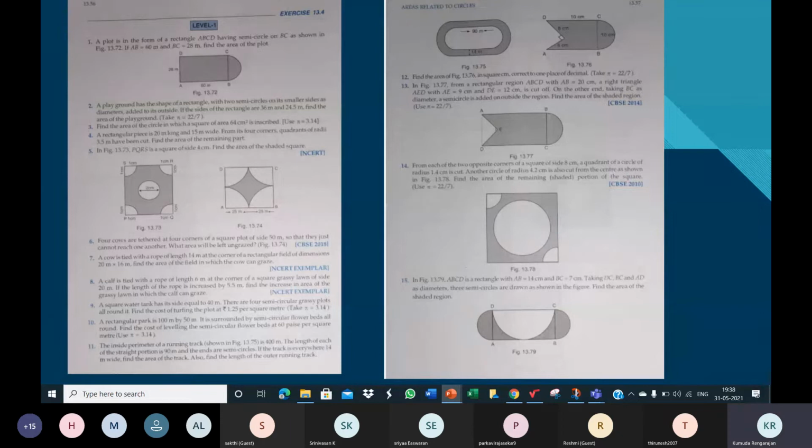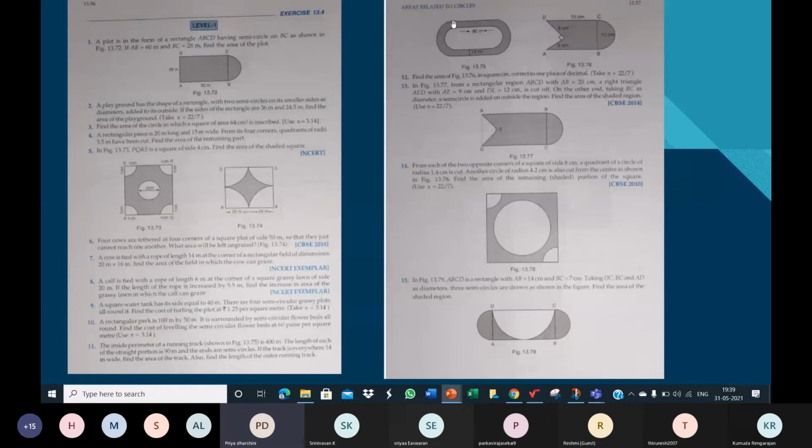Somebody from the girls, tell me, how do we find the area of the track? Just tell me the expression in words. What all areas should we add to get the area of the track? Children, how do you find the area of the track? What should you add to get the area of the track?